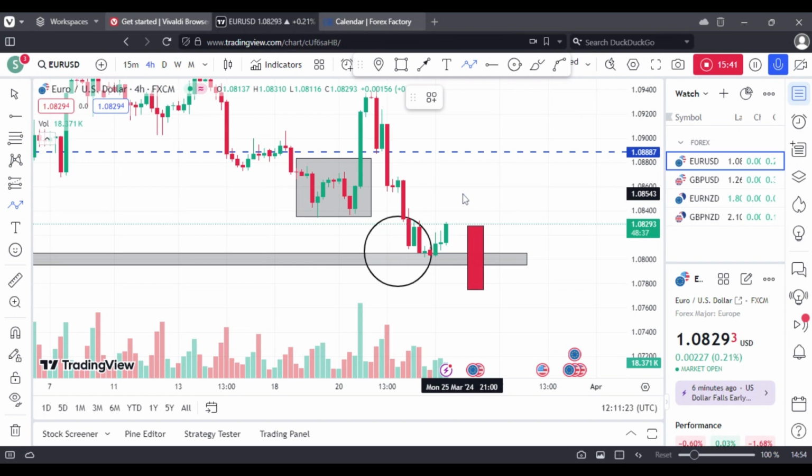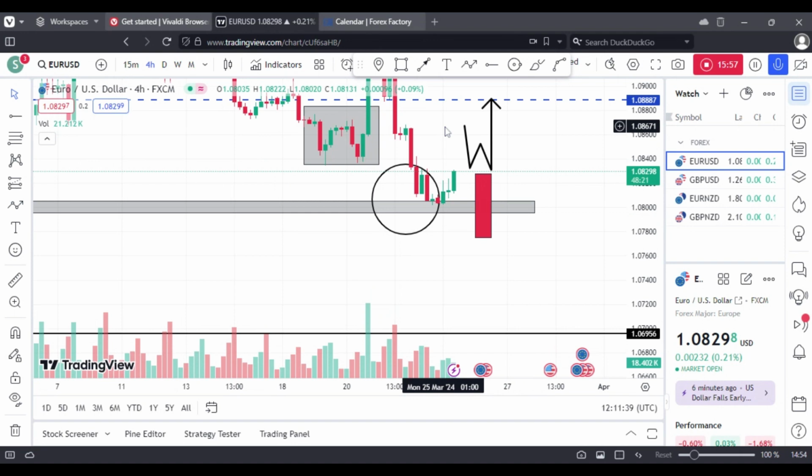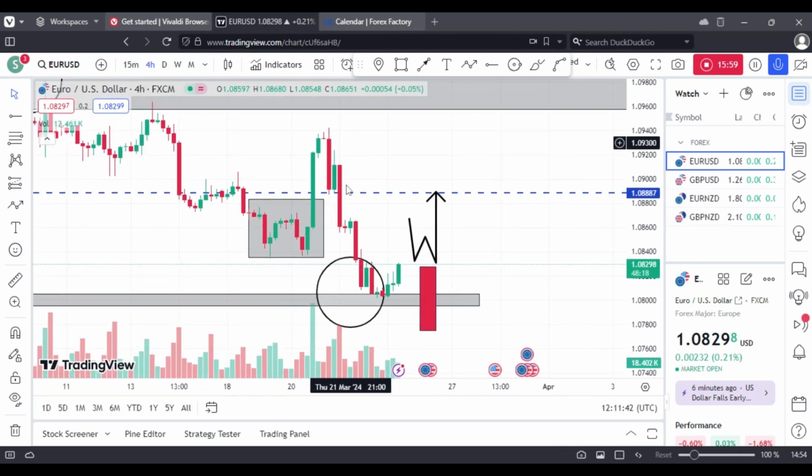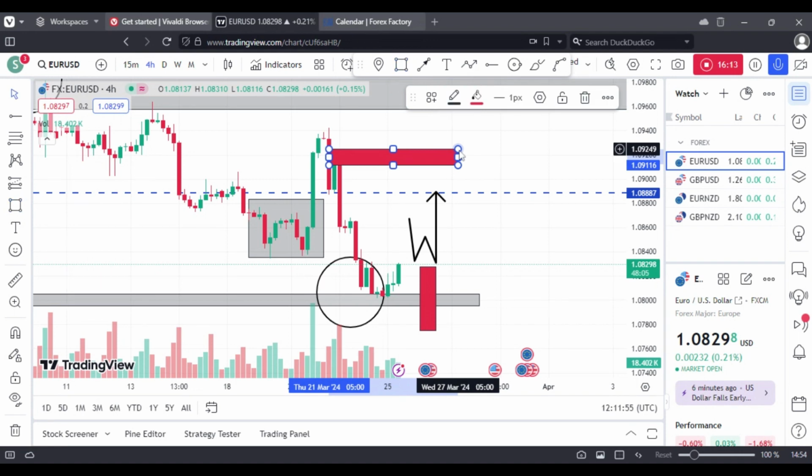So I'm expecting to see something like this, at least the market to come and retest that place, then I will enter that market. I'll be comfortable. And if I am to enter this market, this is where I will place my TP. I want to place my TP around this zone. It is not a must, but at least I'll place my TP around this area.